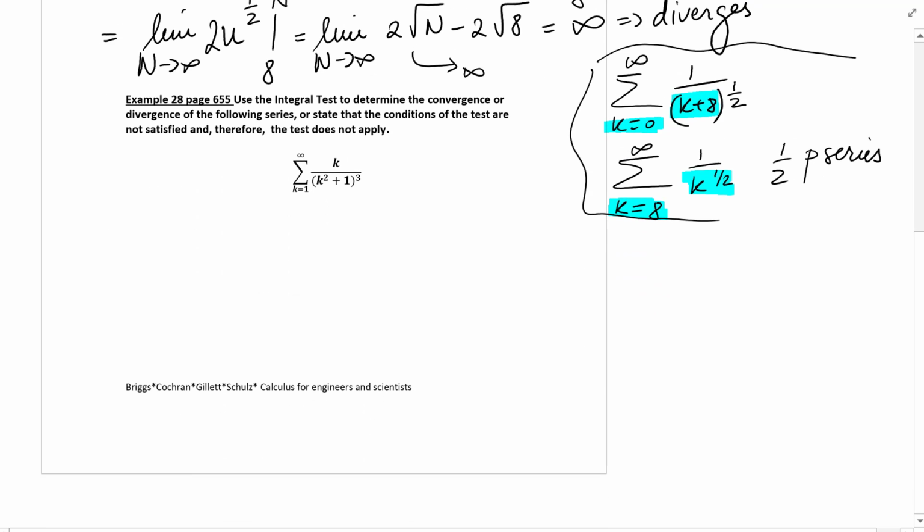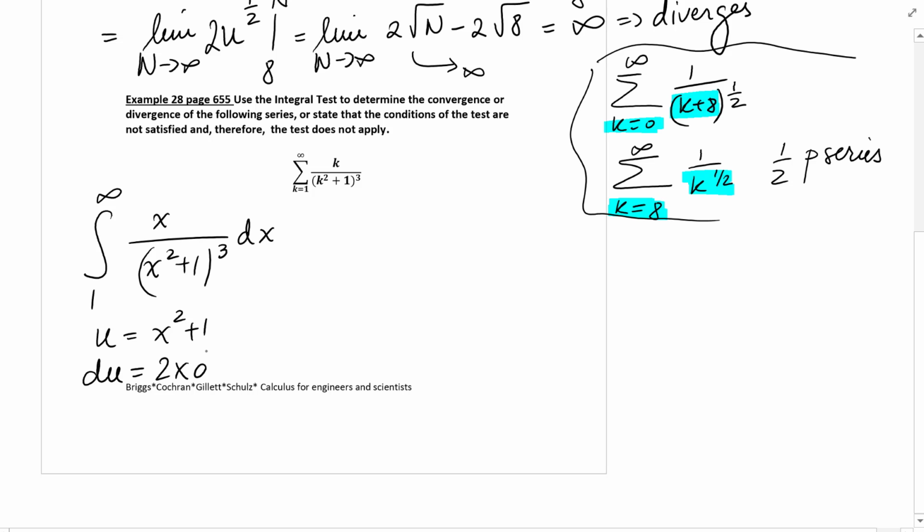Let's take a look at this problem. Use the integral test to determine the convergence. Again, I'm just going to set up the integral for you: the integral from 1 to infinity of x over (x squared plus 1) to the third dx. I'm going to try to solve it using substitution. So u equals x squared plus 1, du is 2x dx. I can see the x dx, but I would need the 2 to have the whole du, so I'm going to multiply by a 2 and divide by it. So we get 1 over 2 times the integral of du over u.